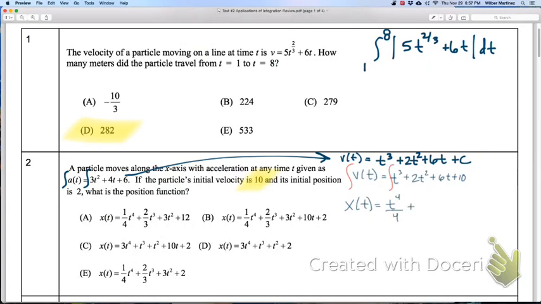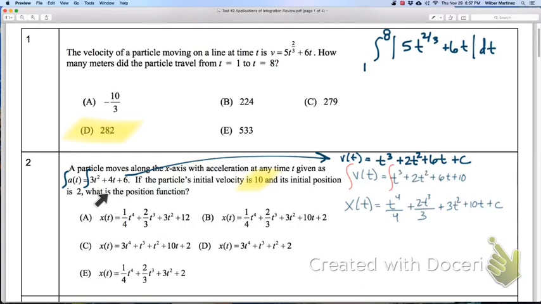The integral of 2t squared is 2t cubed over 3. The integral of 6t is 6t squared over 2, which simplifies to 3t squared. And the integral of 10 is 10t plus c. And again, I'm going to use my initial condition, this time the one dealing with position.